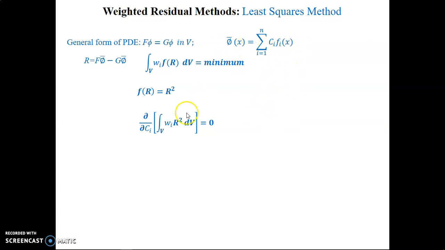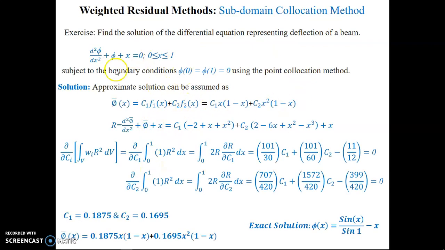Now let us apply this technique also to the same numerical problem. The rest of the things initially will remain the same, the approximated solution and R. Now we will square this function, then multiply it with the weight again. Here we will use 1, and then we will perform the integration, and once we have obtained this expression for the integrand, we will differentiate it with the first coefficient, and then set it to 0. So we will get the first algebraic equation.